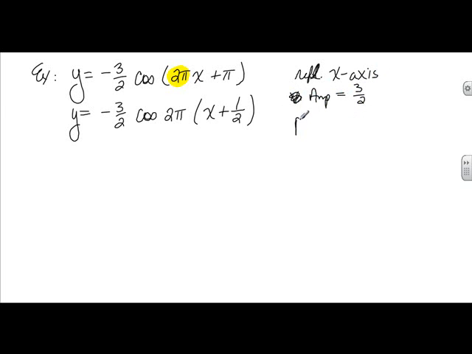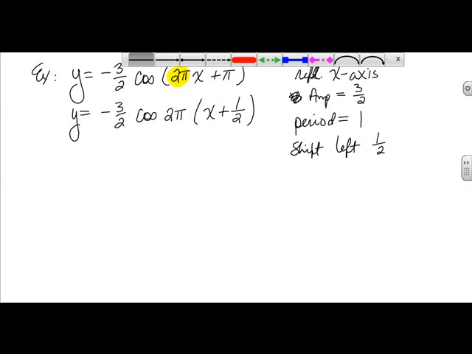We have a period of 1. 2 pi divided by the coefficient 2 pi is 1. And then we've got a shift left 1/2 a unit.